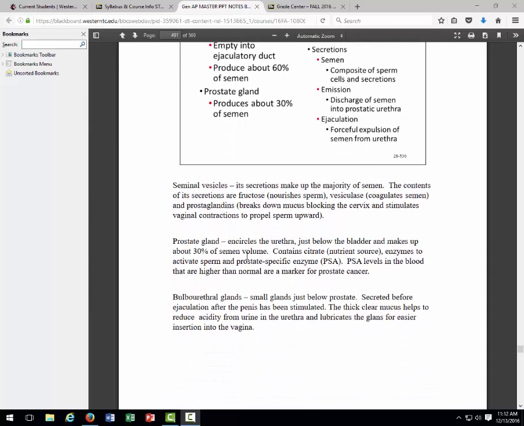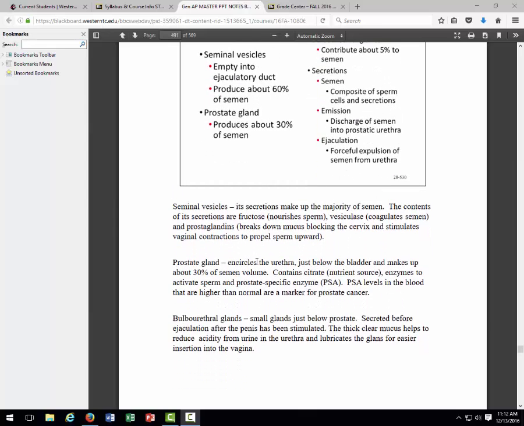So the prostate gland is another gland. It has a job secreting enzymes, secretes citrate, which is a nutrient source for those sperm as they travel through the male reproductive tract and then beyond into the female reproductive tract. We know the prostate gland is at risk for cancer in men. So it secretes an enzyme called PSA, and when those PSA levels get really high, we know the prostate is cancerous because there's these abnormal growth of cells secreting too much PSA.